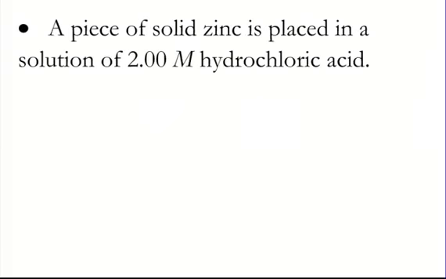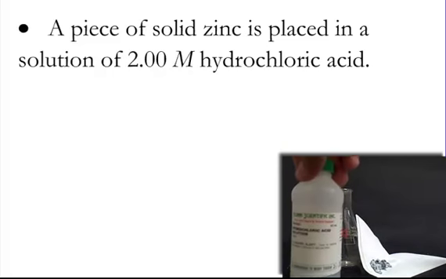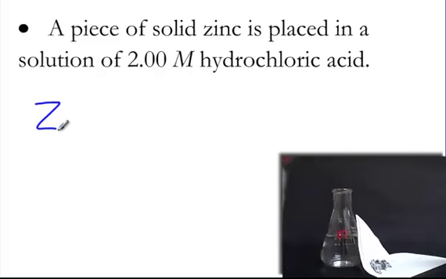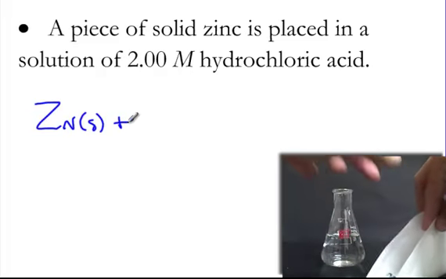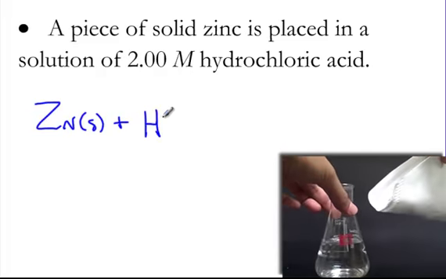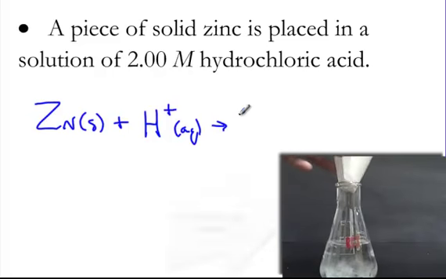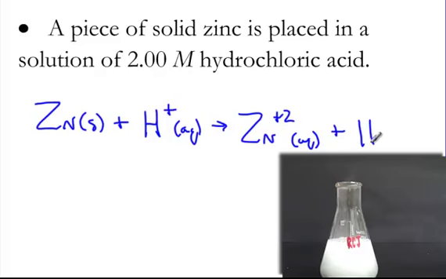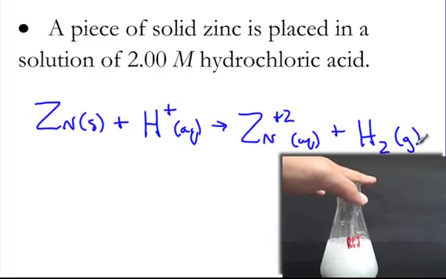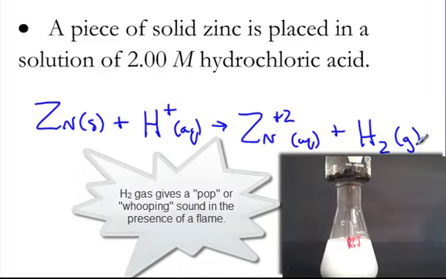The next reaction we have is a piece of solid zinc placed in a solution of 2 molar hydrochloric acid. And so what happens here is, we have a solid piece of zinc with 0 charge, and it's placed in a solution of hydrochloric acid. Since hydrochloric acid is a strong acid, we'll put H+, which is its aqueous cation. Zinc ends up getting a charge. Zinc's charge is always +2, and that will become an aqueous solution. Hydrogen +1 will end up becoming H2 gas, which is the diatomic hydrogen gas, with 0 charge on it. That's what it is at room temperature.